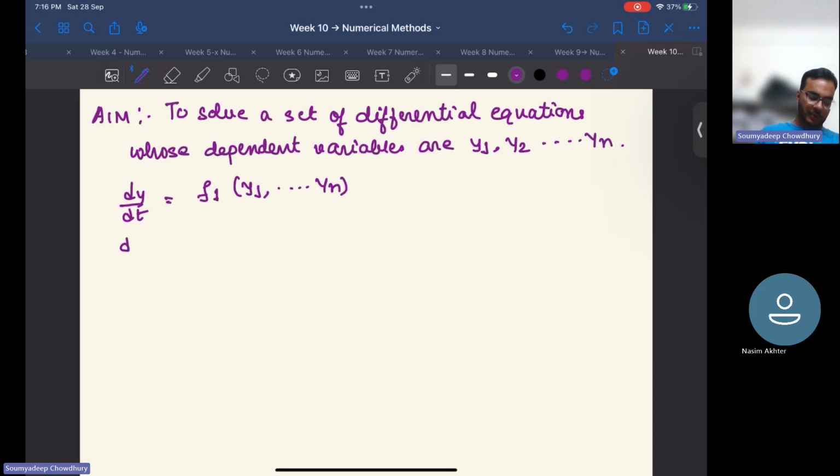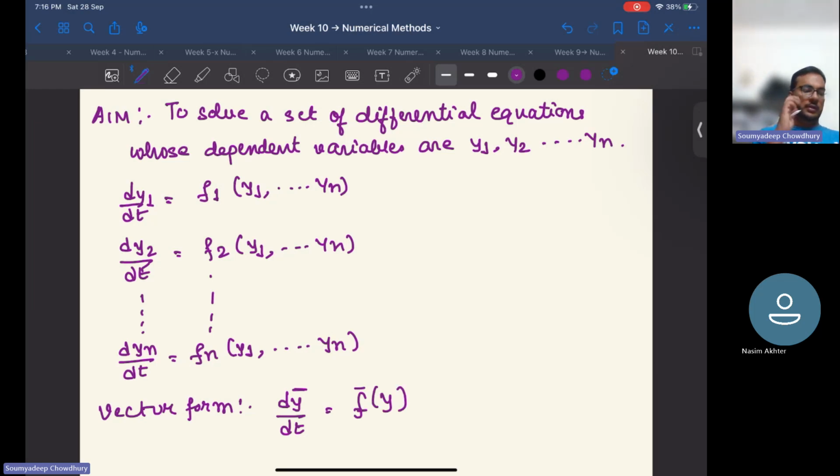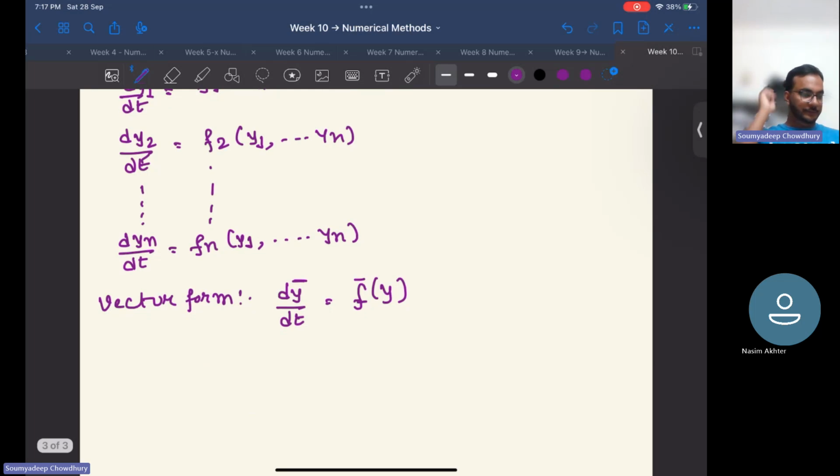This is one differential equation. This is another differential equation. Like this, say n number of differential equations are given to you. Okay. So if we write this in a compact form, or the vector form, we can call it, it will be like this, right? dy by dt. We represent this differential by this dash symbol. And so this is your compact form, it will be like this, right?